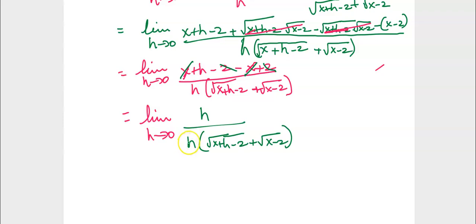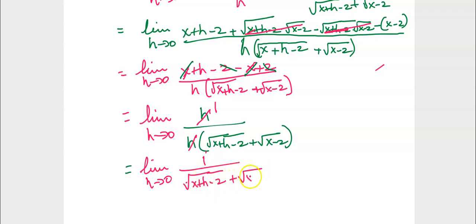Now I cannot directly substitute here. The numerator will become 0, the denominator will become 0, so I have to cancel the common factor. Until I finish canceling out all the common factors, I cannot substitute the limit. And till I substitute the limit, I have to keep writing this limit h approaching 0. If I cancel this, it will become 1 here. So it's going to be limit h approaching 0 of 1 over square root of x plus h minus 2 plus square root of x minus 2.